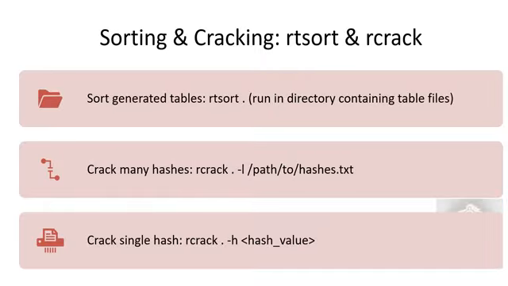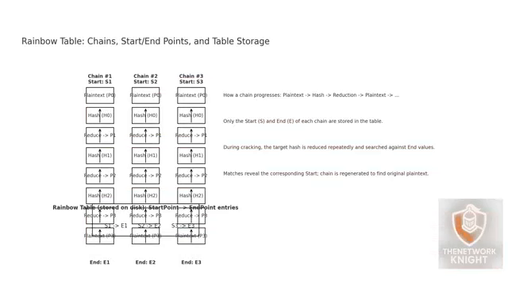The way it works, you sort the generated tables with sort, and then you crack. After you run the rtgen, then you sort it, and then you crack as many hashes as you have. They use rcrack for that, running this command. And then to crack a single hash, you can do it just with a single value.